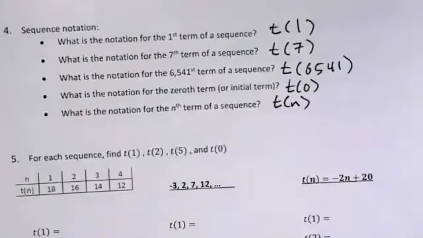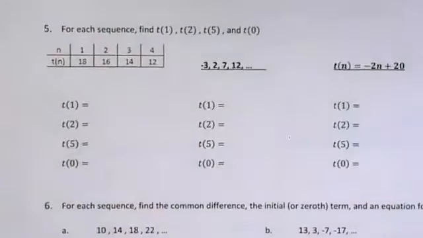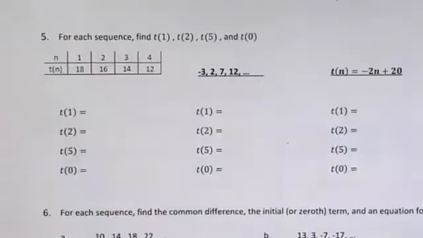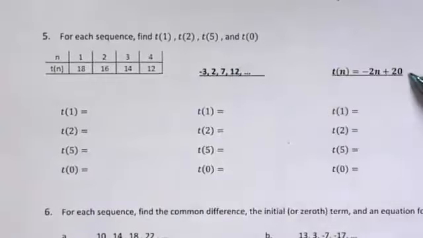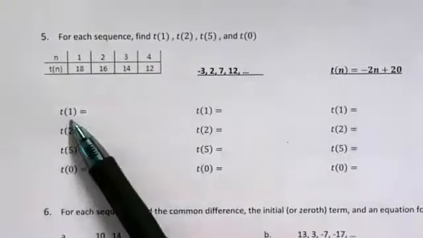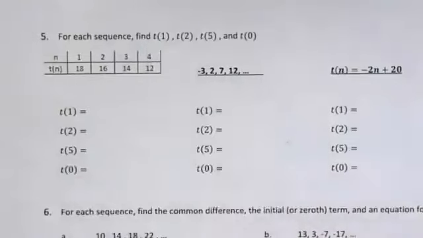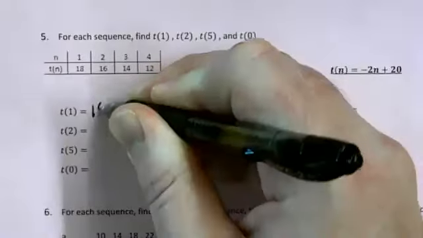So let's practice using this notation. We've got 3 sequences here. This one I'm giving you as a table, this one is a list, this one is an equation. All right, so this is our table. When it says T1, they're asking you to find the first term of the sequence. Look at your table and tell me what's the first term. 18 is the first term, right? So T1 is 18.